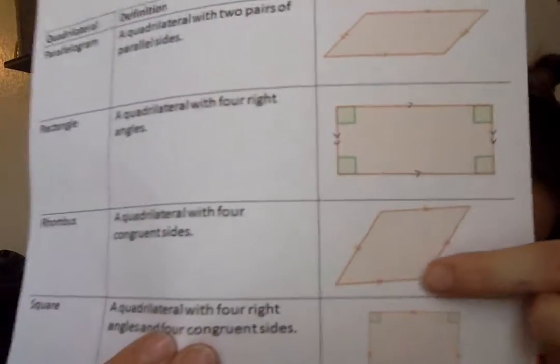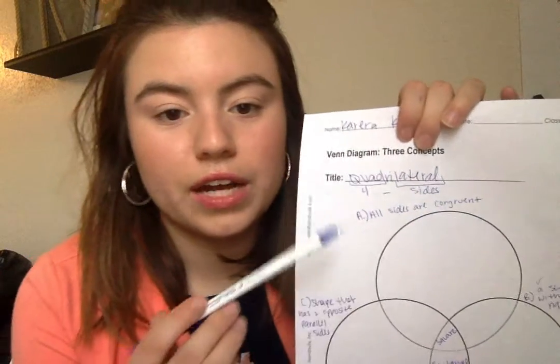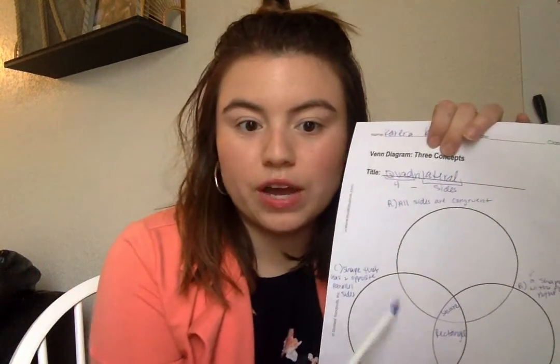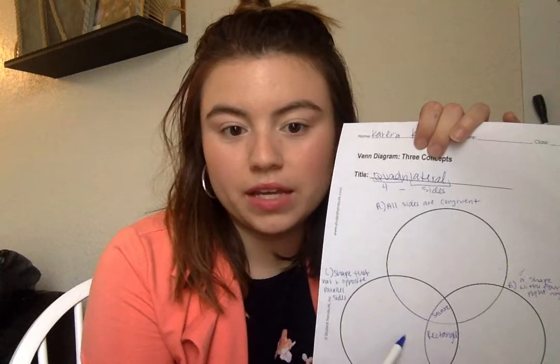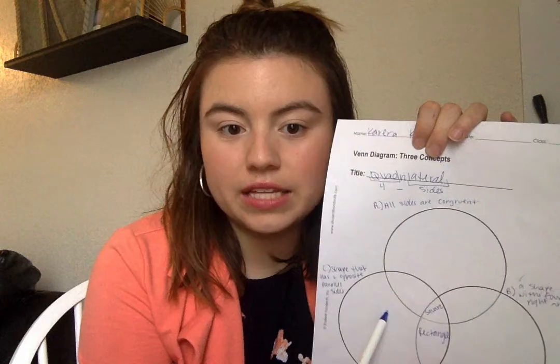I also have a little cheat sheet here, and it shows you our sides are both opposite parallel sides. So our rhombus is going to fall under categories A and C. So we are going to find in our Venn diagram where it overlaps A and C but not B. So we're going to write rhombus in this area here because it is an A and C overlap without B. All right, rhombus.